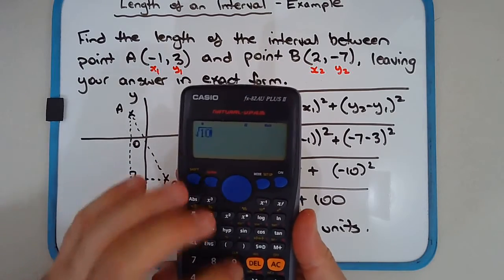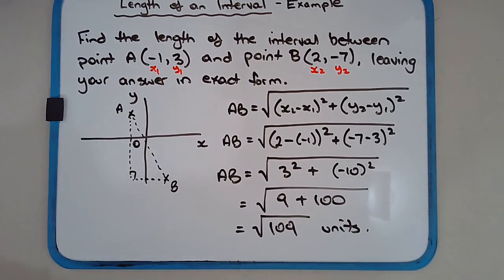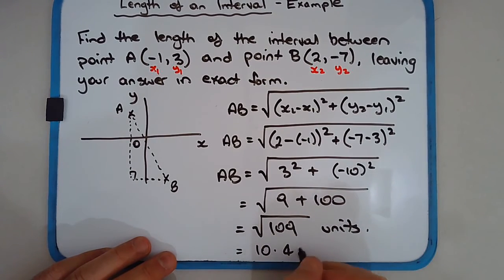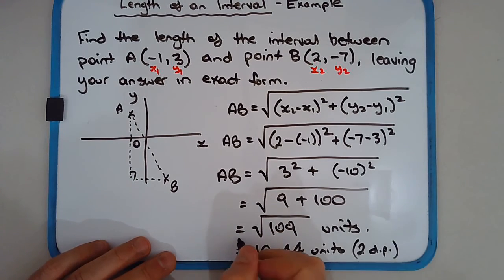Now, if you wanted to convert it to a decimal, we could just round it, depending on what the question asks, of course. So the square root of 109 is 10.44. It's a nice, convenient number to round to two decimal places. So that's equal to 10.44 units, correct to 2 decimal places.